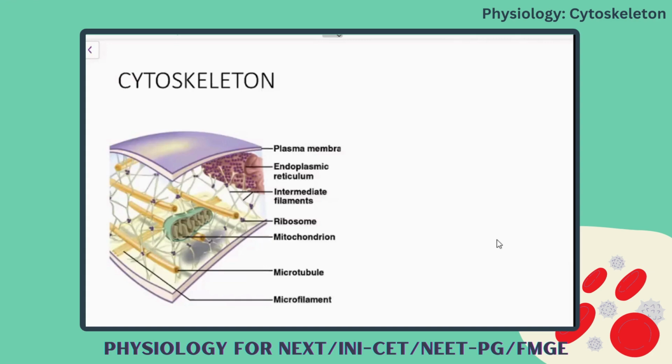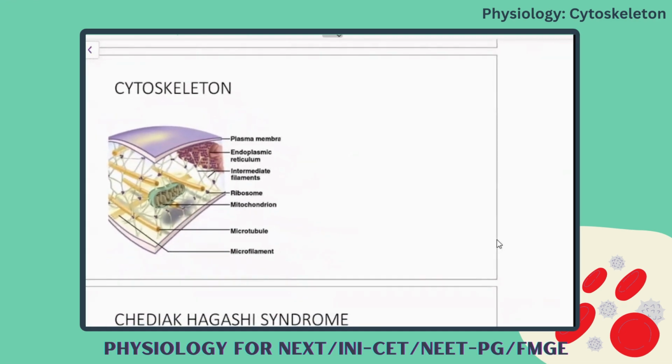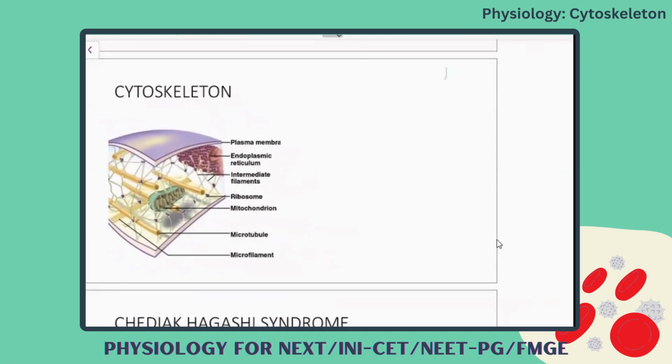What is the cytoskeleton? Where is it? Inside the cell. The cellular organelles have to be held in their position. In the center of the cell you have the nucleus, next the endoplasmic reticulum, next the Golgi apparatus, and next the plasma membrane. That localization and arrangement in position is because of the cytoskeleton.